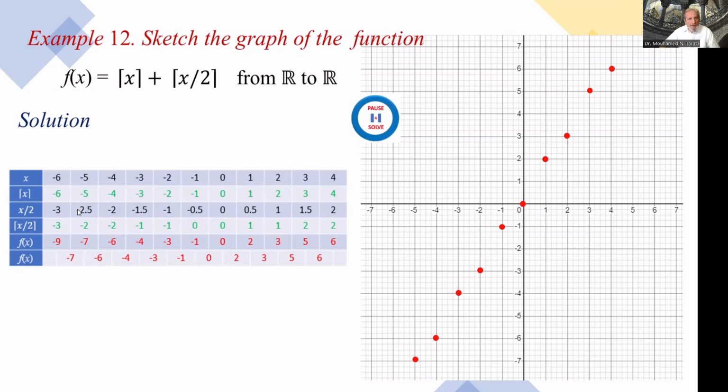Now I'm done with the values when x is these integer values. Now we are going to look between -6 and -5, which is -7.